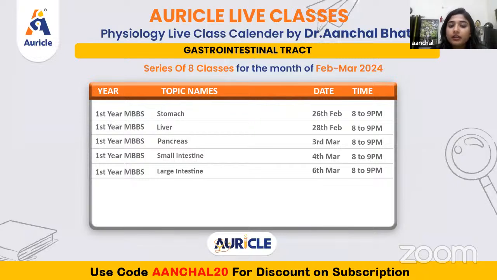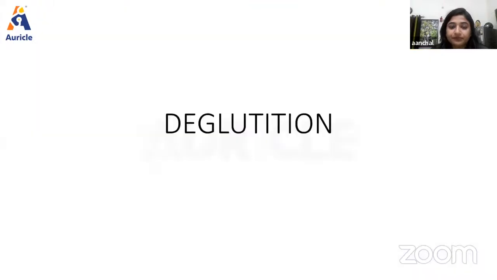Till now, as we have started the series of GIT, the first lecture was on introduction to GIT, second we have covered over the saliva, and third, in today's lecture, we are having esophagus. On 26th February, I'm going to cover stomach. 28th we will have liver. Then 3rd March we will have a lecture on pancreas. 4th March I will take small intestine, and on 6th March I will take large intestine.